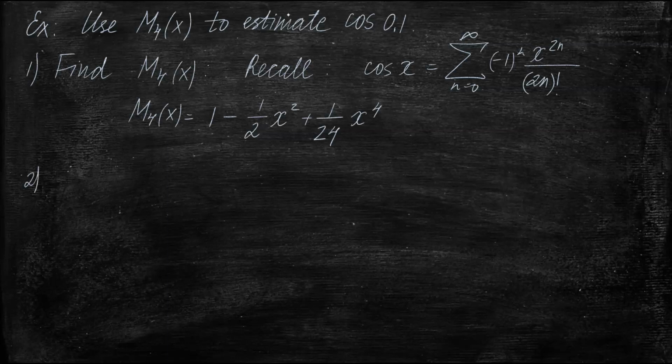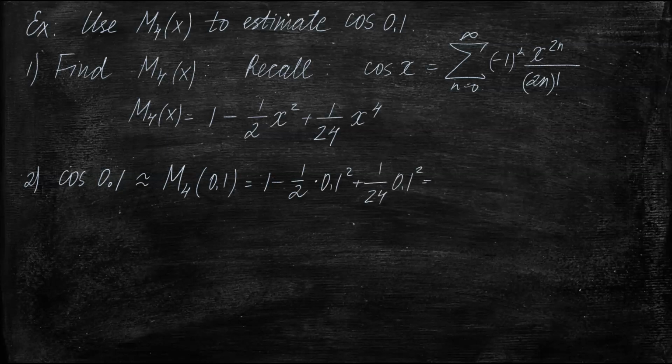Now we're going to estimate cosine of 0.1. So basically what we're doing is something that we've done in the previous lesson. We're using the Maclaurin polynomial to estimate the output of the function. So cosine of 0.1 can be estimated by this, and this can be easily computed without a calculator. And again, try not to use a calculator here. So 1 minus 0.01 divided by 2.